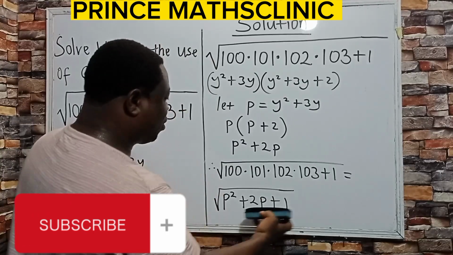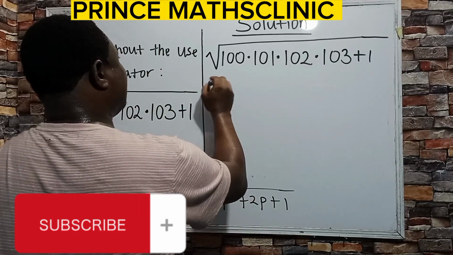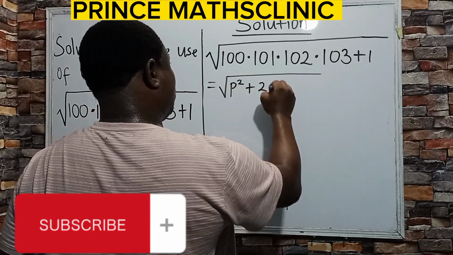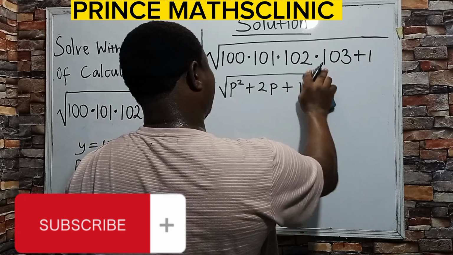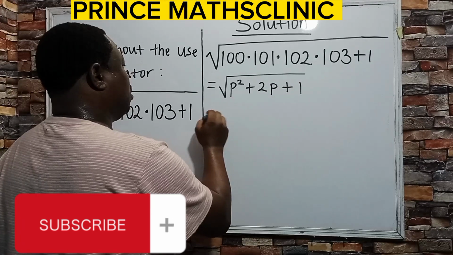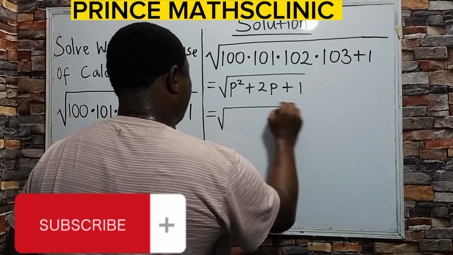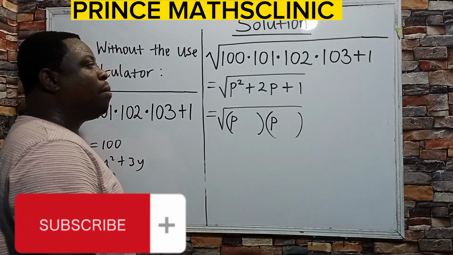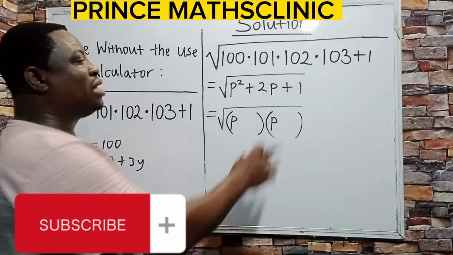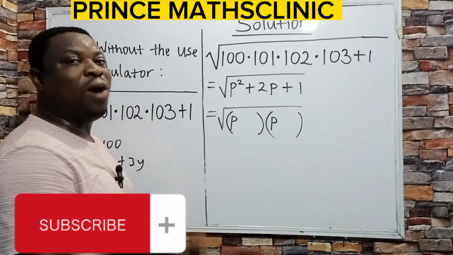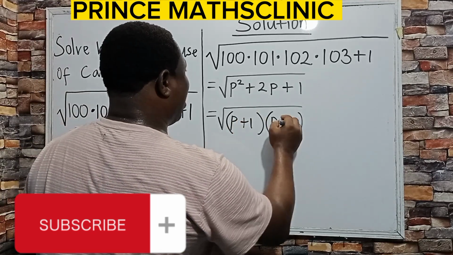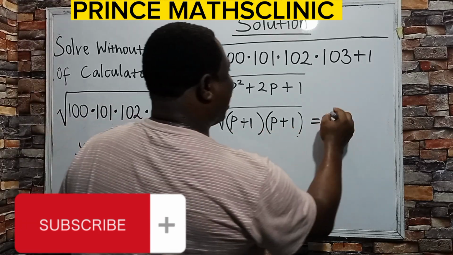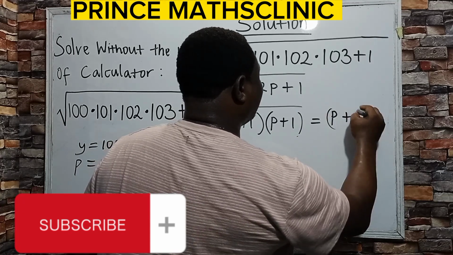Then I can factorize this. Everything here is now p squared plus 2p plus 1. I want to factorize this. I'm going to open two brackets. The variable here is p. Then two numbers I will multiply to give me 1, that if I add them, I'll get 2. They are simply 1 and 1. So this becomes plus 1, and this becomes plus 1. Since I have p plus 1 and p plus 1, I can as well write this as p plus 1 squared.